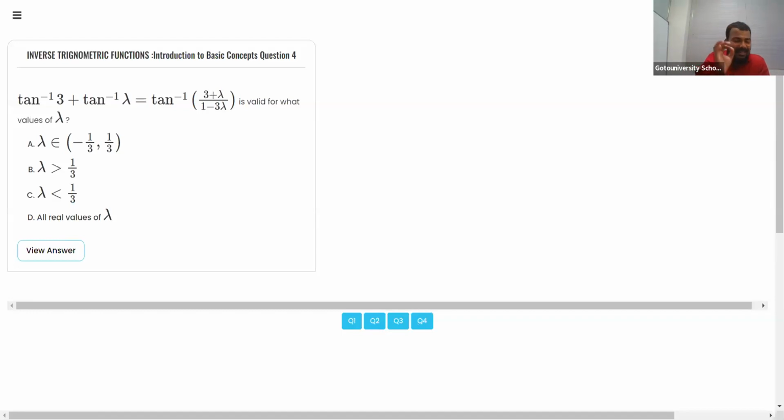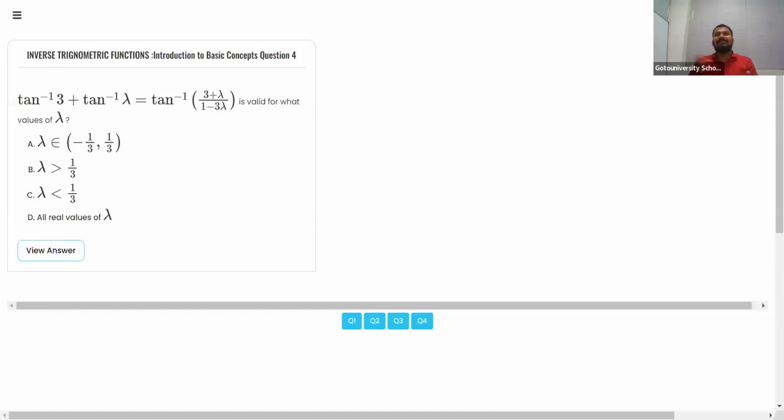Very simple thing. Tan inverse 3, tan inverse lambda. What is the range? They're just going to ask about range. They're asking about a range, like lambda is from this to this, or lambda is more than this, lambda is less than this, or lambda equals something. So it's just a general expression there. Possibly it is an inequality. That's a beautiful catch. So it's a formula. Yes, of course it's a formula.